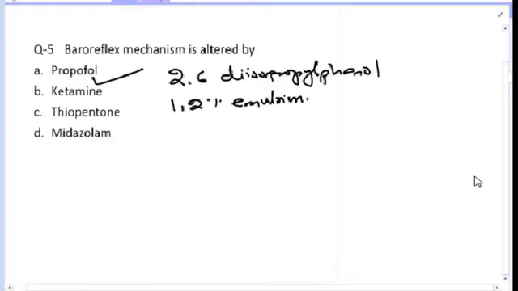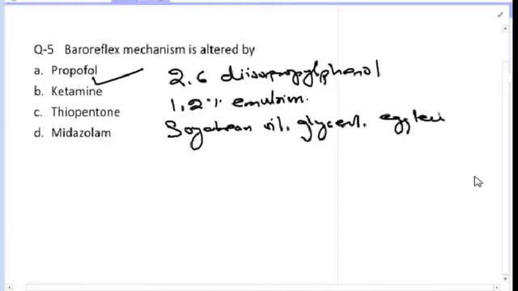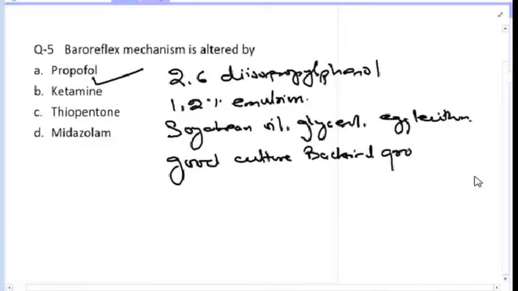Now it consists of soybean oil, glycerol and egg lecithin. Now all these are organic compounds, and therefore propofol is a good culture medium for bacterial growth.